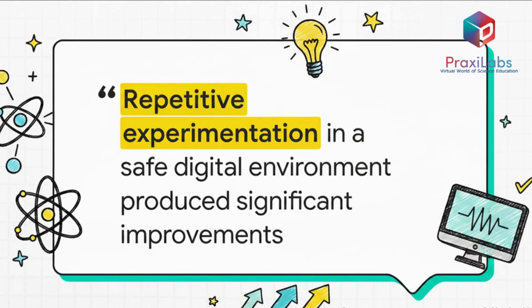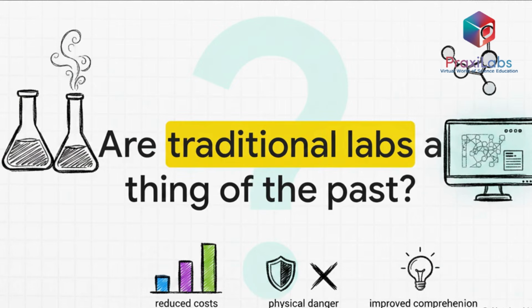Now, you might be wondering, does staring at a screen actually work for learning chemistry? Well, the data is absolutely emphatic. Research published in Frontiers in Education and JMIR proves that safe, repetitive digital experimentation produces significant improvements in student comprehension, academic performance, and learning motivation. When you completely remove the fear of making a dangerous mistake and you allow unlimited, safe repetition, you fundamentally improve learning outcomes compared to traditional instruction. It's proven science. So, what does this all mean for the future?